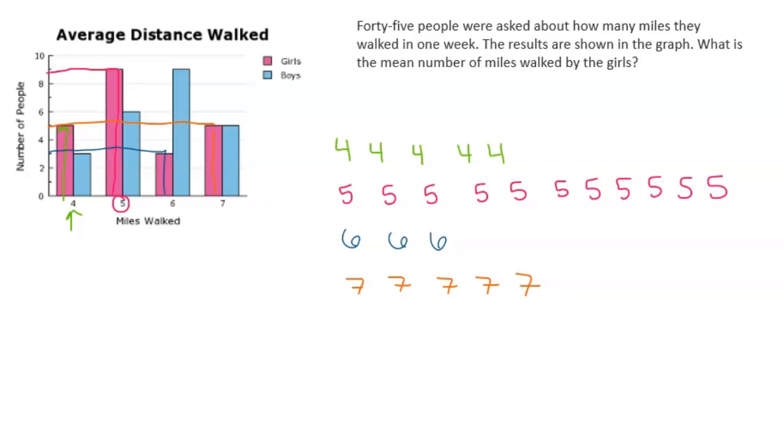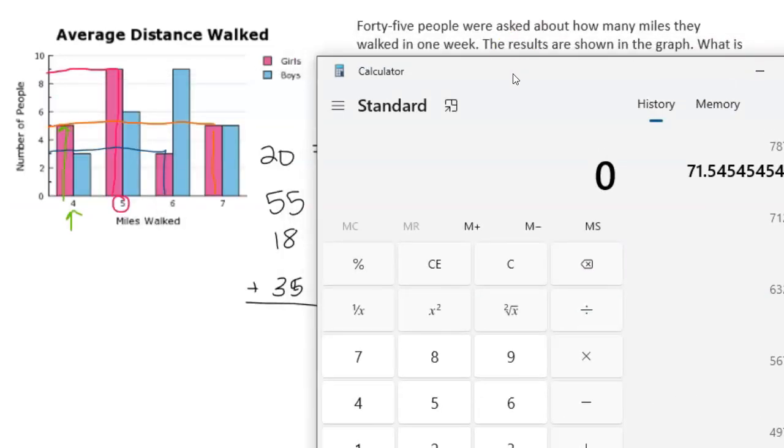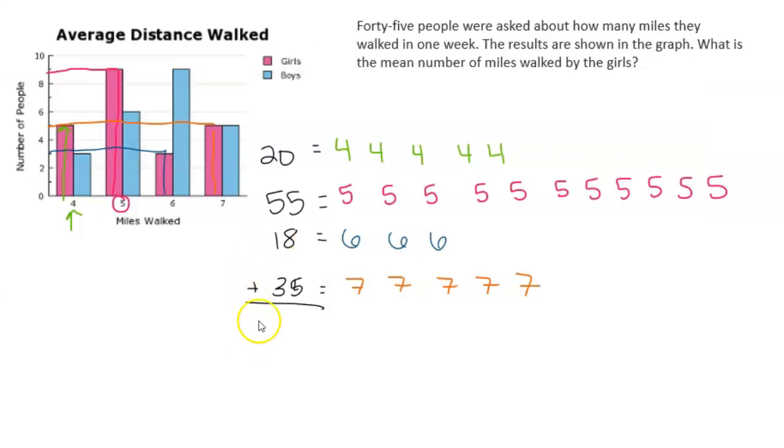Okay. There's multiple ways to do this. I'm going to go ahead and just calculate them and then we'll add it together, because basically we have to add them all up. So I know 5 groups of 4 is going to be 20. This is 55, 18, and 35. So we're going to add those numbers up. Handy dandy calculator. 20 plus 55 plus 18 plus 35. 128. Now, we can't just do that. We actually have to take that number and then divide by how many numbers there are.